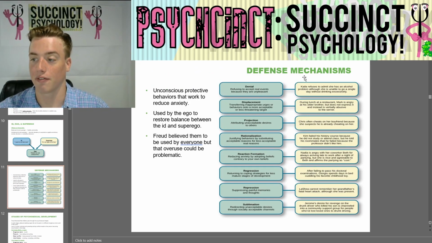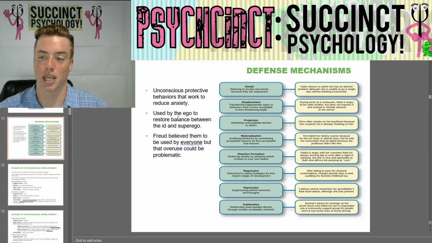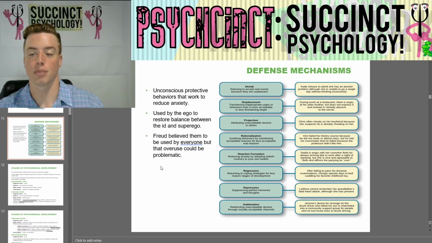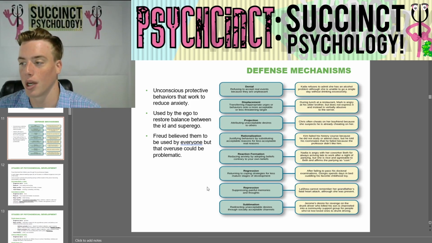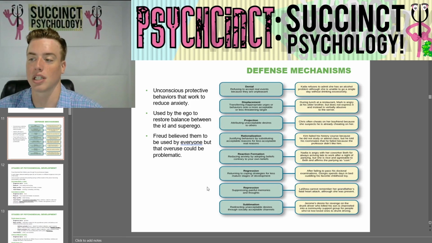So, defense mechanisms, and oh boy, there's a lot of these. Unconscious protective behaviors that work to reduce anxiety. They are used by the ego to restore balance between the id and superego, and Freud believed them to be used by everyone, but overuse could be problematic. So let's get into this. Denial is refusing to accept real events because they are unpleasant. For example, Kalia refuses to admit she has an alcohol problem, although she is unable to go a single day without drinking excessively. So that's denial.